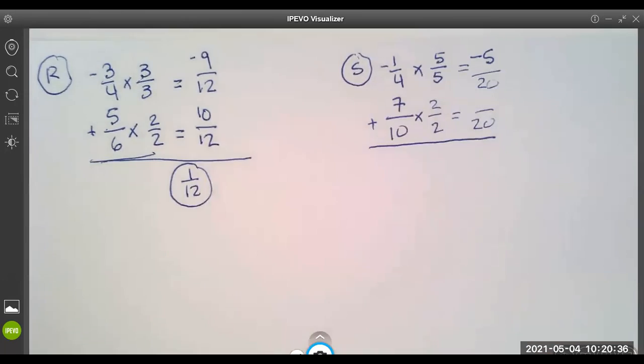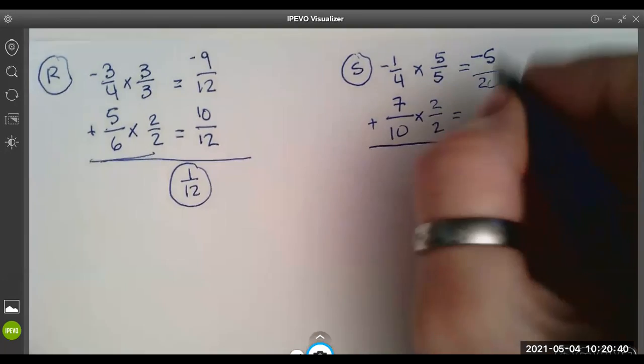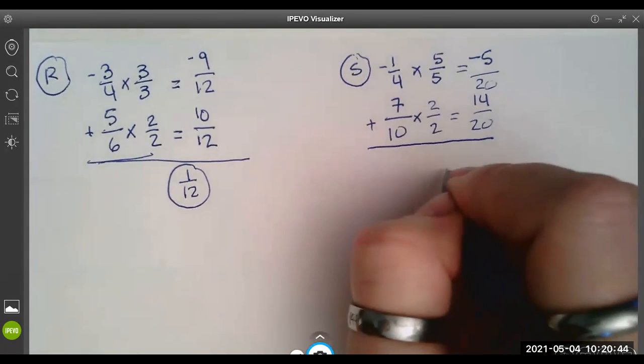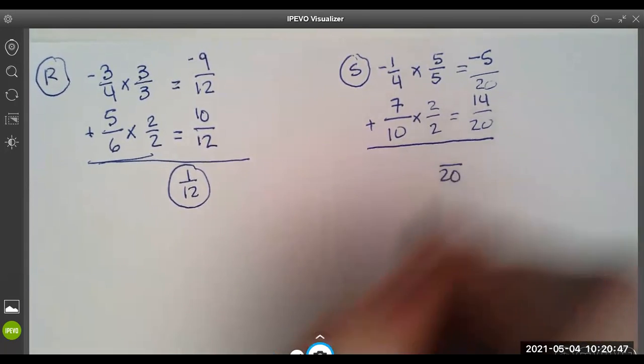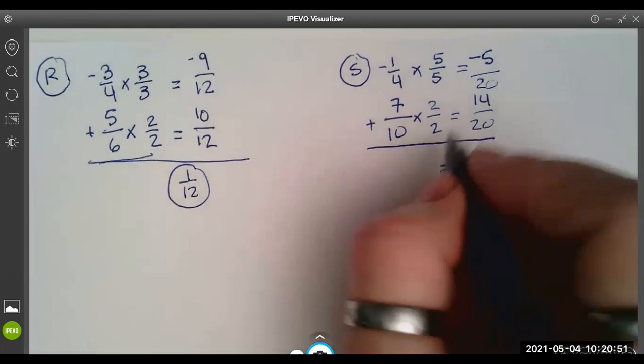-5/20 for the top one. 14/20 for the bottom one. Not the same sign, so subtract and keep the sign on the bigger one. So what are we going to get? 9/20.